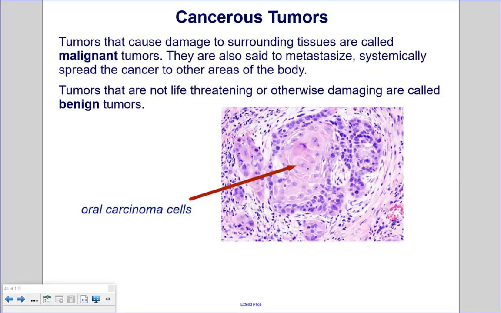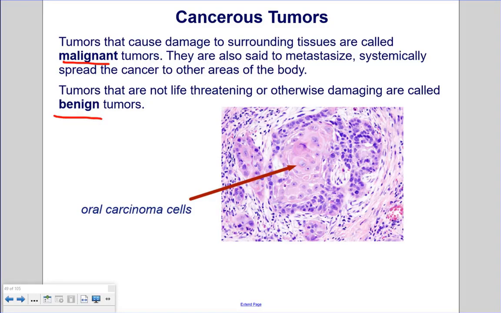Cancerous tumors. Tumors that cause damage to surrounding tissues are called malignant tumors. They are also said to metastasize, systematically spreading the cancer to other areas of the body, usually by way of the bloodstream. Tumors that are not life-threatening or otherwise damaging are called benign tumors.